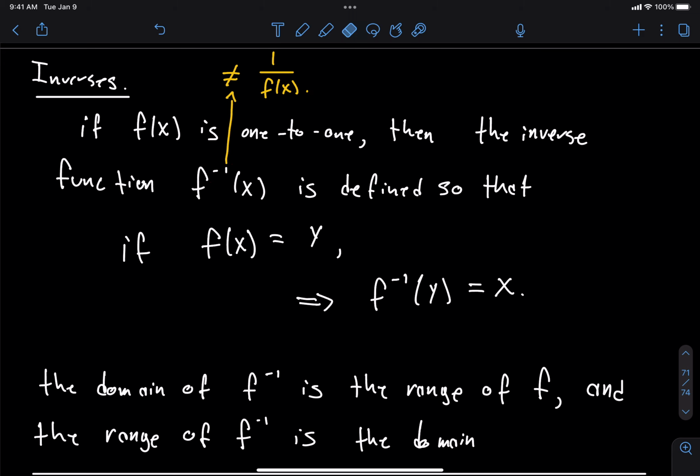Okay, so what is the inverse function? It is the function defined such that if the output of f of x is y, then if we plug y into the inverse function, we get back x. Right? If I plug in y, I get back x.